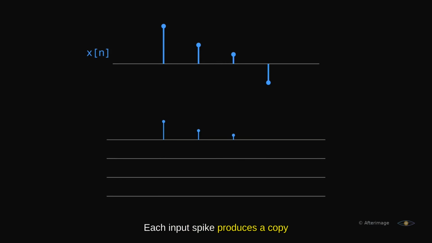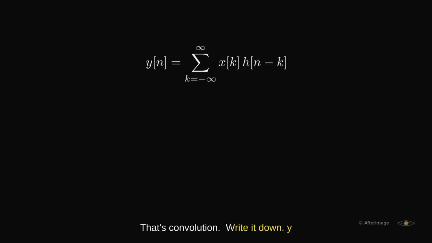Each input spike produces a copy of h, scaled by that spike, shifted to that spike. 4 spikes in, so 4 scaled copies of h come out. And then they just add up wherever they overlap. That's convolution. Write it down. Y of n equals the sum over k of x of k times h of n minus k.